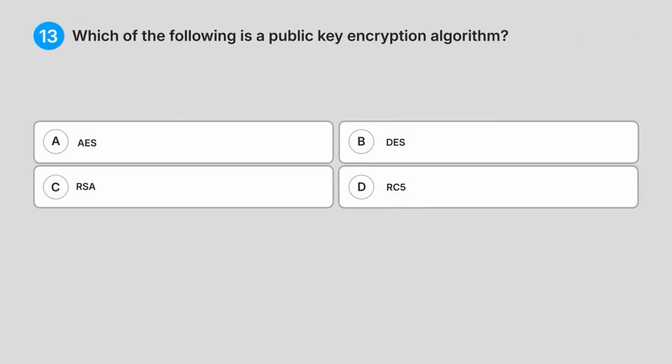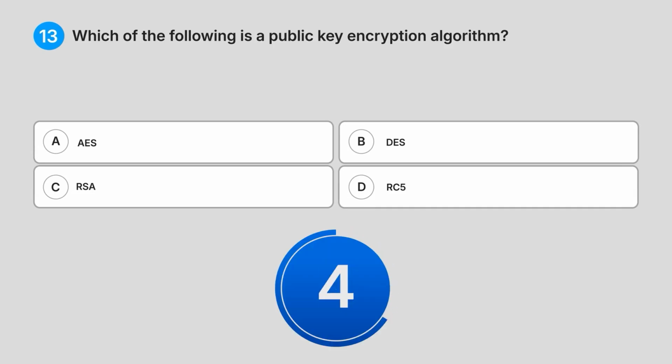13. Which of the following is a public key encryption algorithm? A. AES, B. DES, C. RSA, D. RC5. Can you guess the answer?